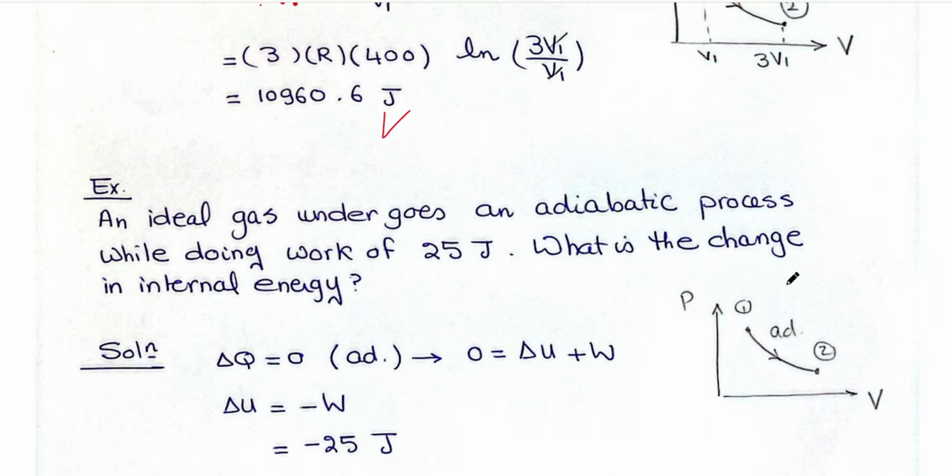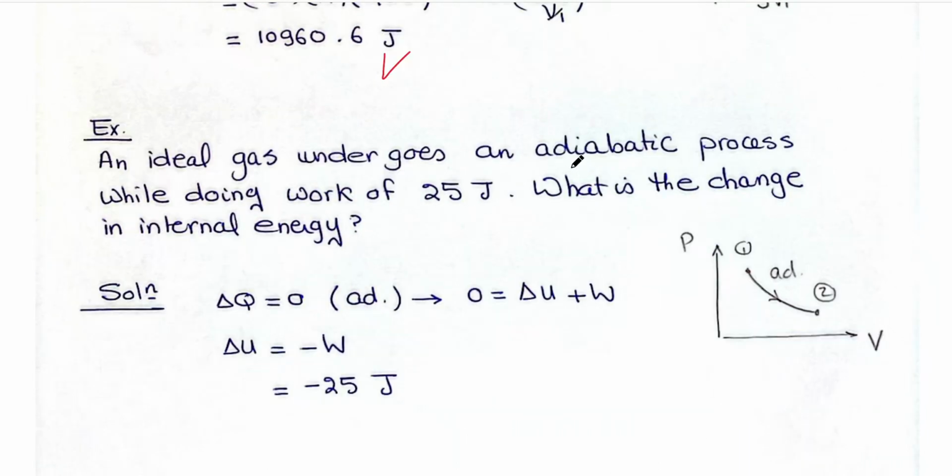Another example, this example is an adiabatic process. The work is given as 25 joules. What is the change in internal energy? We know that in the adiabatic process, Q equals 0, delta Q equals 0. When applying the first law of thermodynamics, we will find that delta U equals negative the work. It's given the work is 25 joules, so the change in internal energy is negative 25 joules. You have to write the negative sign for the change in internal energy.